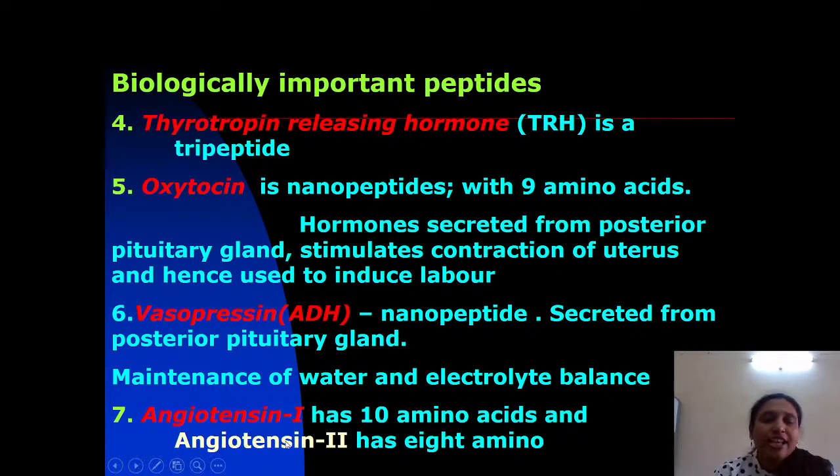And the next one is angiotensin 1 and angiotensin 2. These two are also peptides. Angiotensin 1 is a decapeptide, it has 10 amino acids, and angiotensin 2 is an octapeptide, it has 8 amino acids. Both angiotensin 1 and angiotensin 2 participate in the renin-angiotensin mechanism, which maintains the blood pressure, and they play an important role in the regulation of blood pressure. Both are nothing but peptides.